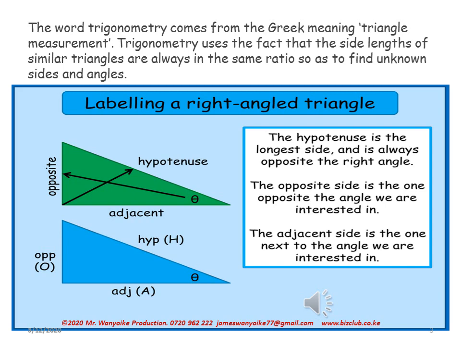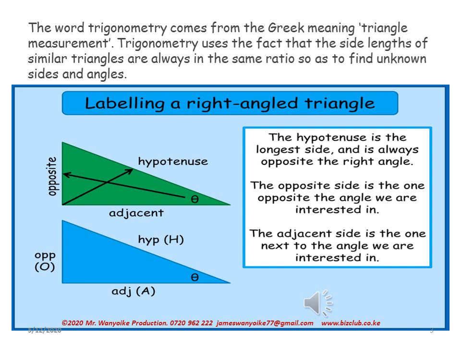Angle theta is made by the intersection of two lines or two sides, that's the hypotenuse and the adjacent. So the hypotenuse and the adjacent are meeting at angle theta. So the line that makes the angle with the hypotenuse is called the adjacent. The word adjacent means next to. In this case, next to angle theta, that is adjacent.